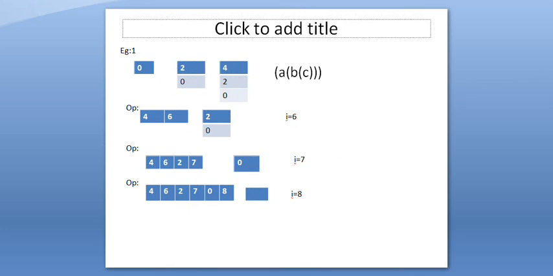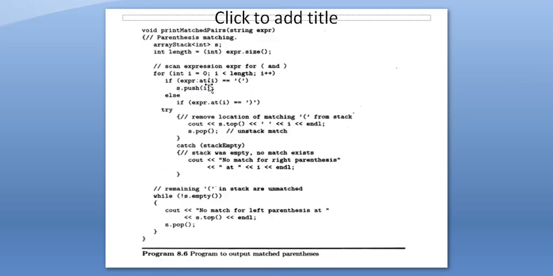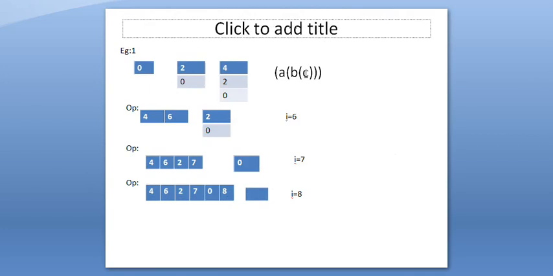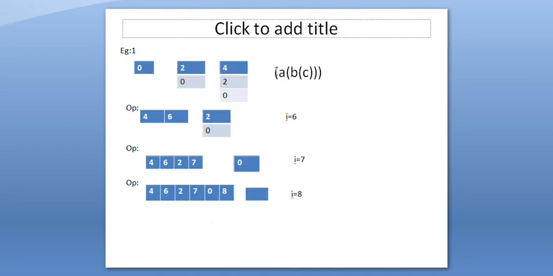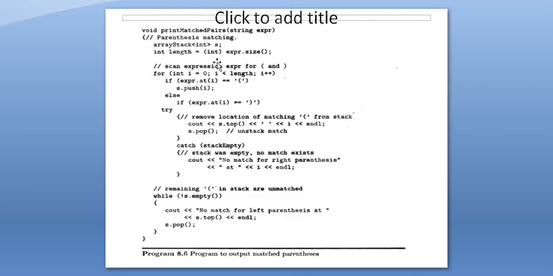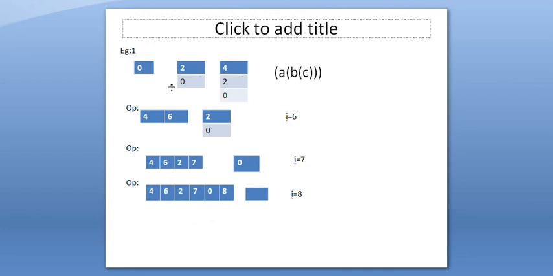Next we take the value of i equal to 1. The expression has a, which is neither a left parenthesis nor a right parenthesis, so it is skipped. Then we have the second occurrence of a left parenthesis, at position 2. When i is equal to 2, expression at of 2 is a left parenthesis, so push that i value onto the stack. After this, 2 will be at the top, then we have 0.